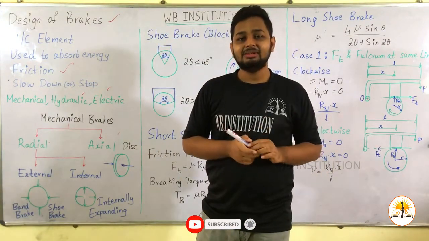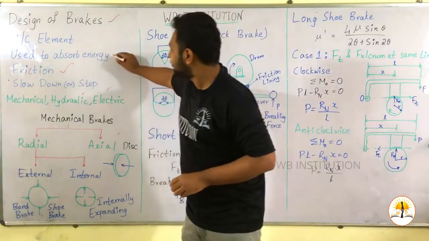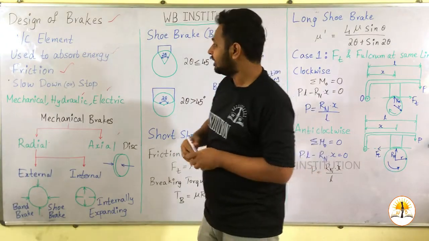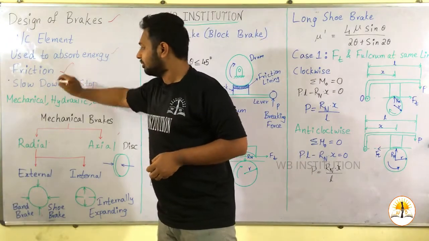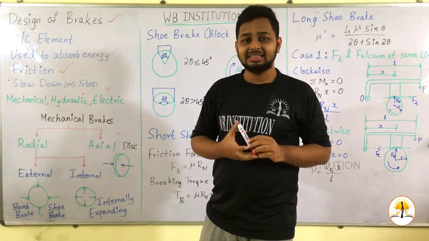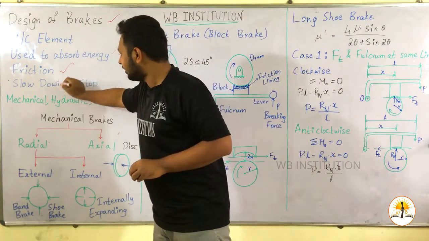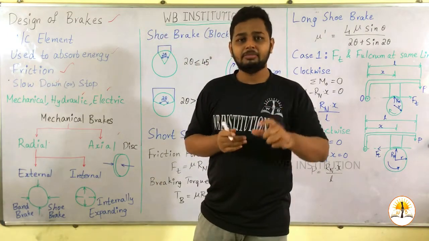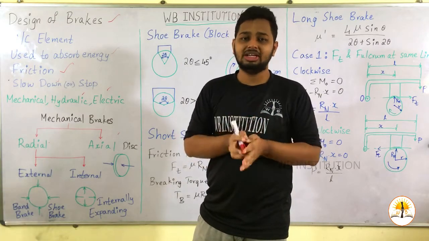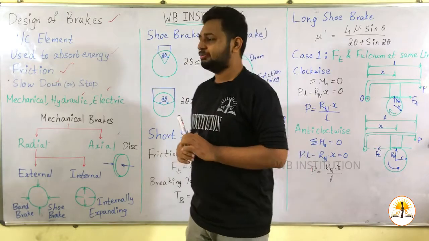A brake is a machine element which is used to absorb energy from a rotating mechanism. This is done by means of friction, which affects the motion of the rotating mechanism. It slows down the speed of the rotating mechanism or completely stops the motion of that mechanism or machine. So this is nothing but a brake.